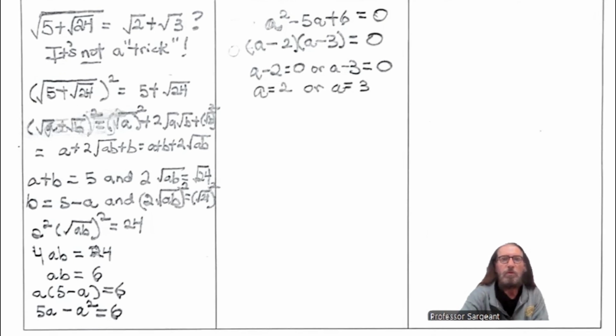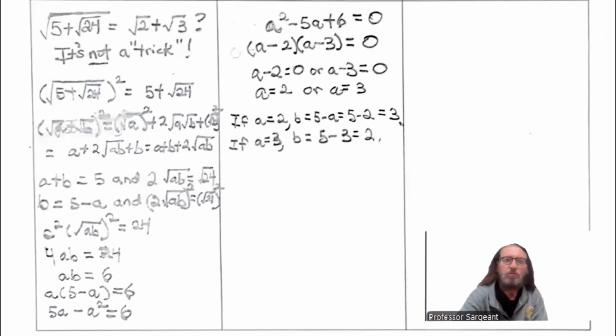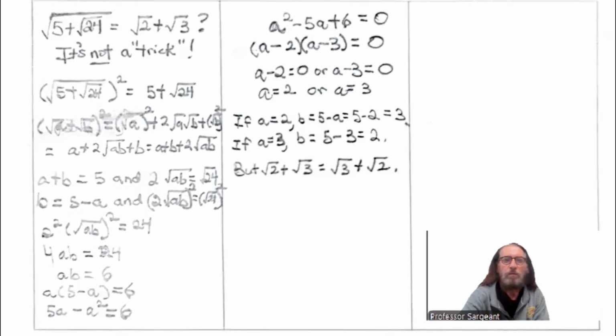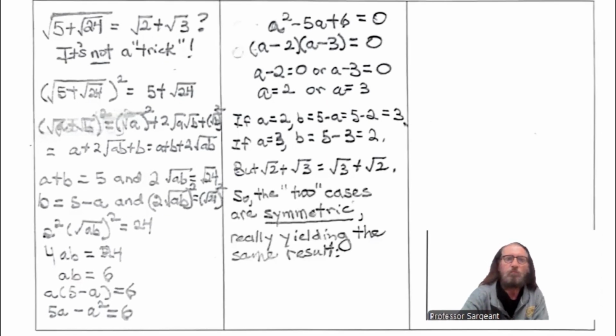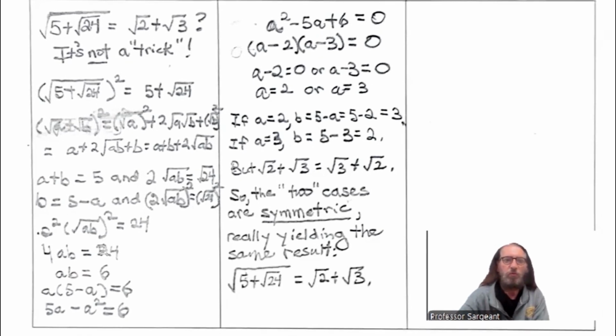Now really, you might think that this is going to give us two cases. It's not. If a is 2, then it's b that's 3. Switch it around. If it's a that's 3, then it's b that is 2. But we're really looking at the same situation. In other words, we have something that's symmetric. And that shows us that the square root of the quantity 5 plus square root of 24 is equal to square root of 2 plus square root of 3.